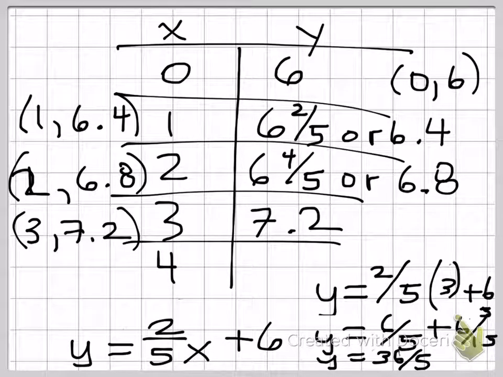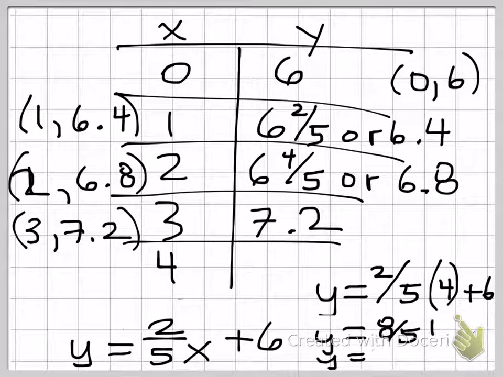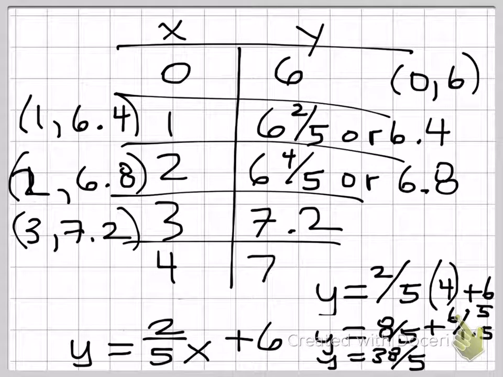And then our last one, plugging in 4, that's going to give us 4 times 2 fifths plus 6. So 8 fifths plus 6. And again, we're going to need a common denominator. So we multiply by 5. And we get 38 fifths. And again, you can write that as a decimal. And that's going to be 7.6. You can also see that since it's a linear equation, it's going to have a pattern. So you can see that it goes up by 0.4 each time, or 4/10.